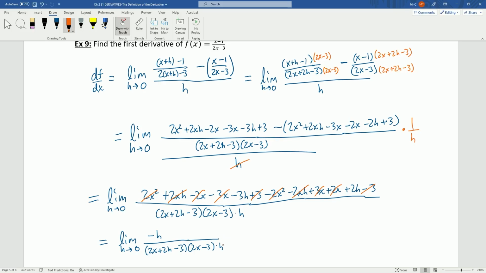And a negative h over h is just negative 1. And now when I plug in my 0 for h, I get negative 1 over 2x minus 3 times 2x minus 3. That's negative 1 over (2x minus 3) squared. Okay, so I would say that's about as tough as they're going to get with these limit definition problems.